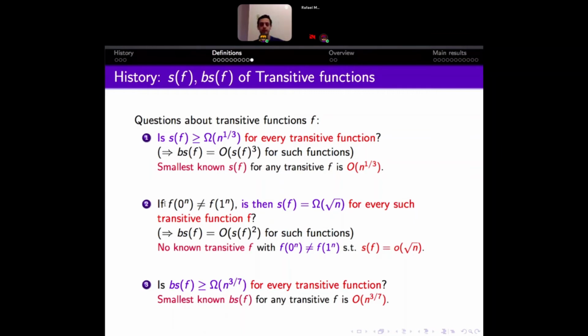The second question is whether, under this additional condition, it is true that the sensitivity is at least square root n for every transitive function. And again, we don't know of any transitive function which satisfies this condition and has a lower sensitivity. The third question asks whether for every transitive function, the block sensitivity is at least n to the 3/7. And again, we don't know of any transitive function which has a smaller block sensitivity.